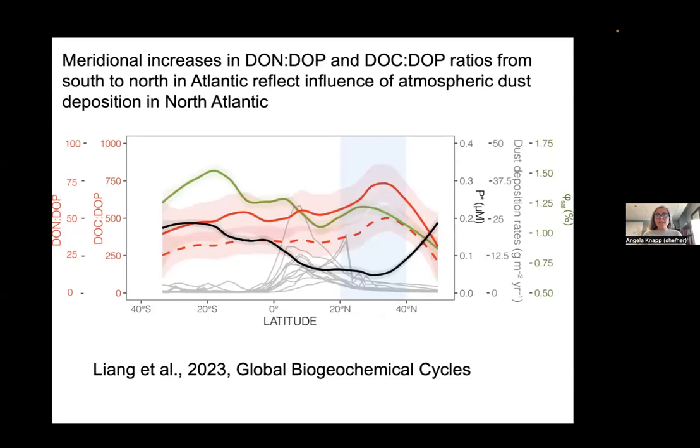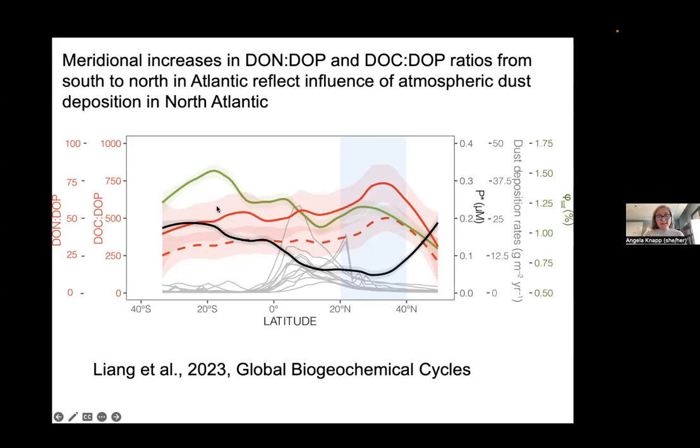In the Atlantic, what we see is something different. Now the x-axis is latitude, and we're starting in the Southern Ocean, or the southern part of the Atlantic, and going to the North Atlantic. The red is still DON to DOP and DOC to DOP concentration ratios. The green is the FESAT iron stress metric, so the higher this number is, the more iron stress phytoplankton are experiencing. It's kind of like Fv over Fm as detected by satellite. The gray lines are atmospheric dust deposition, and the black line is the excess phosphate metric, P star.